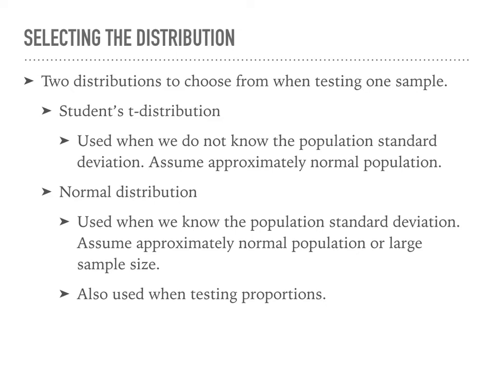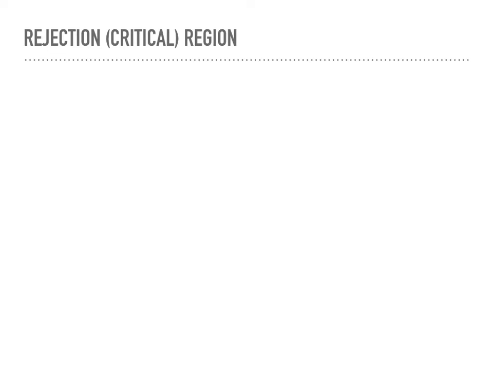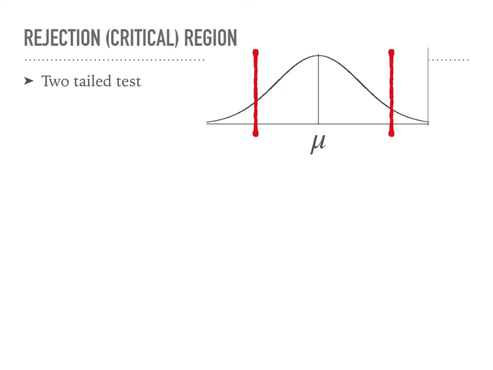So a few more things that we need to know before we can jump into hypothesis testing. We need to talk about rejection or the critical region. If we have a two-tailed test, it would look like this. There'd be two critical values and two rejection regions. If our test value falls between those two red lines, we would make the decision to not reject the null hypothesis. But if our test value is out in the tail area, we would make the decision to reject the null hypothesis.